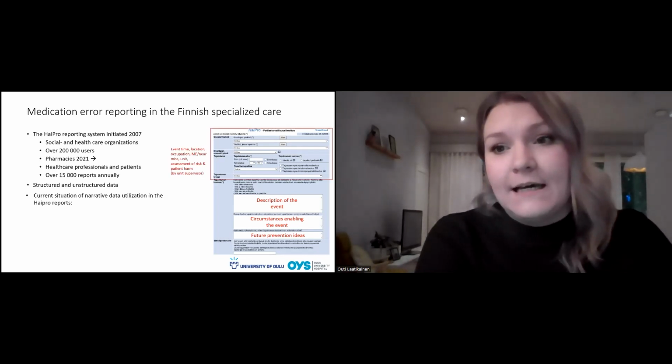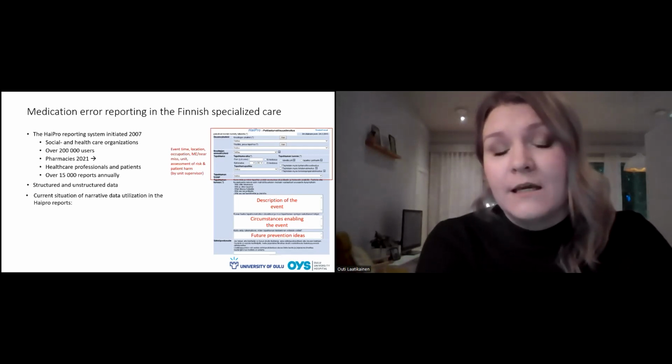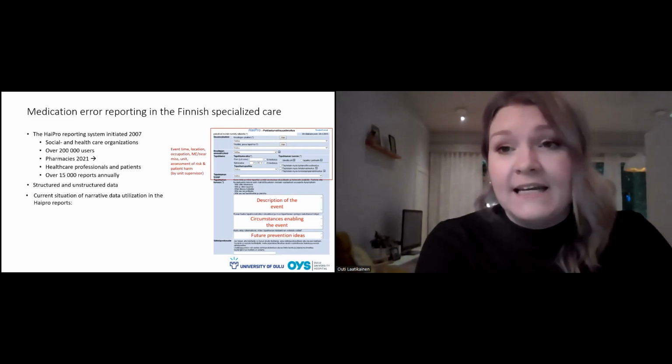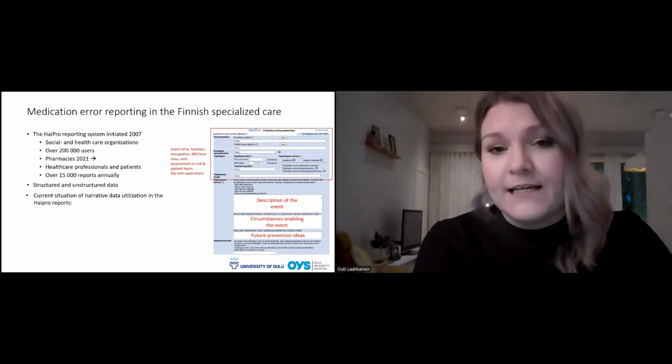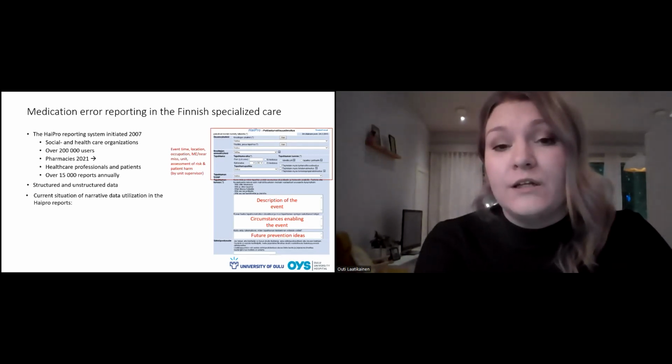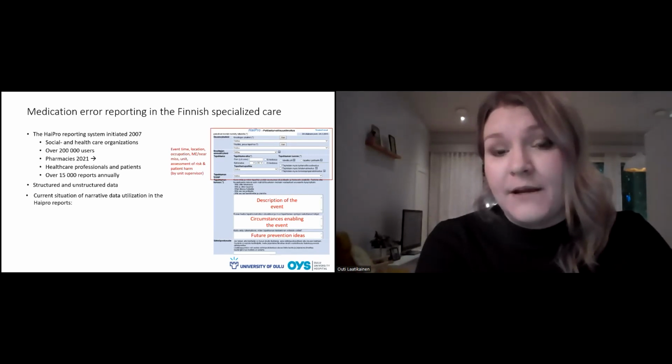And what is in categorized format are event time, event location, the occupation of the person filing the report, whether it was an actual medication error or a near-miss event, and the unit where it occurred. After the report has been filed by the person reporting it in the first place, it goes to the unit supervisor typically, who fills in risk assessment and patient harm assessment according to a specific scheme. So these are also in a categorized format in the final report.